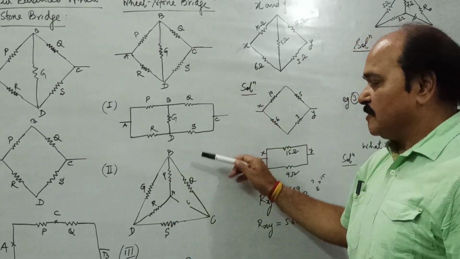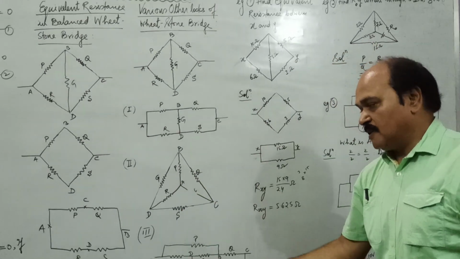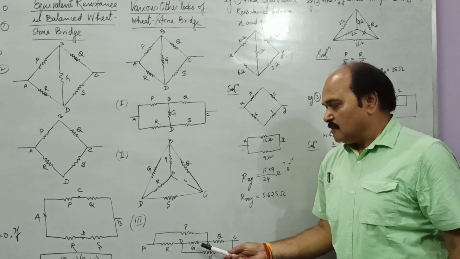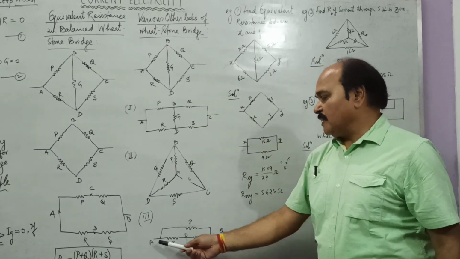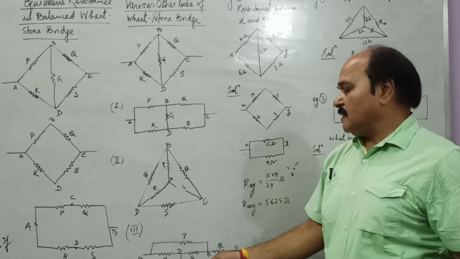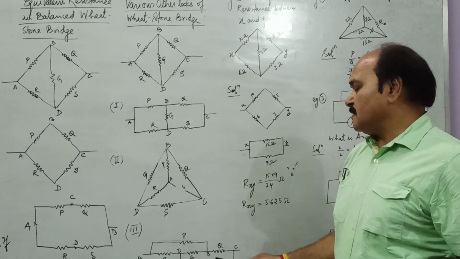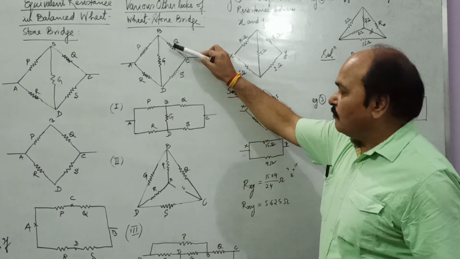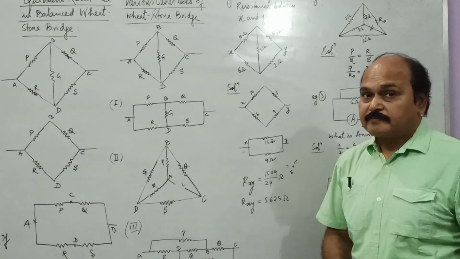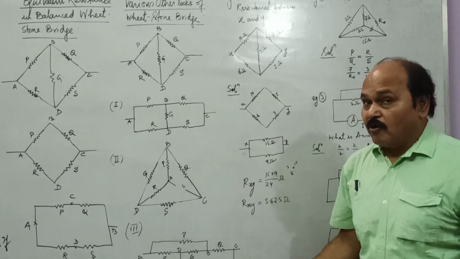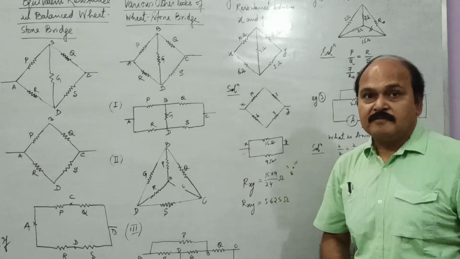So this circuit is same with this circuit. So is this circuit. In between A and B is P, and in between B and C is Q, like here. And in between A and D is R, like here. And in between D and C is S. In between B and D is G. So all four circuits are same. They look different, but they all are same. So these are the various other looks of the Wheatstone bridge.